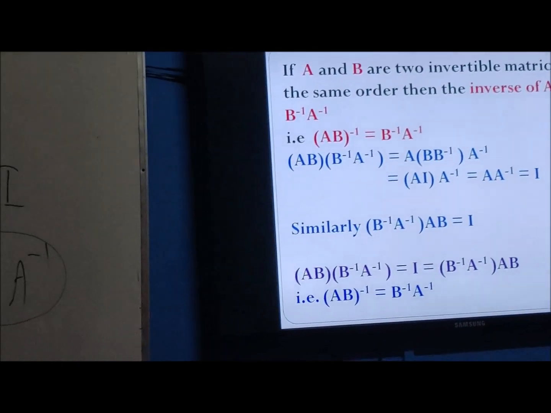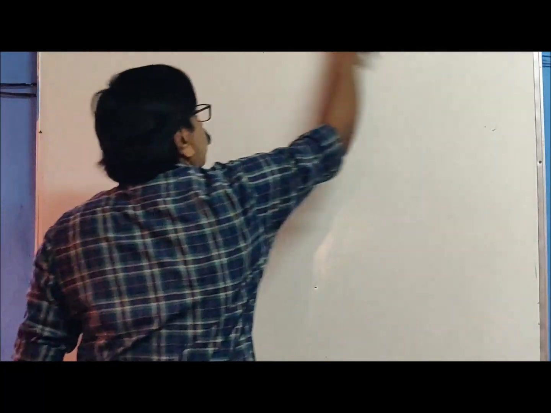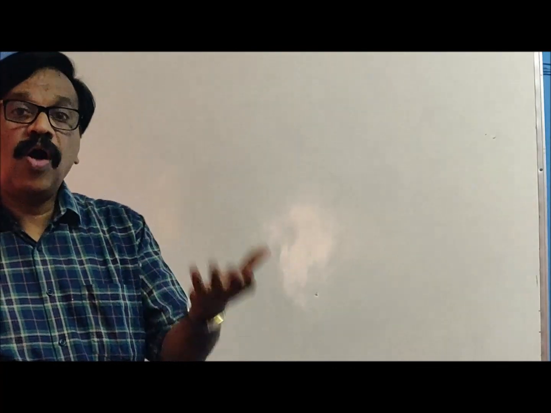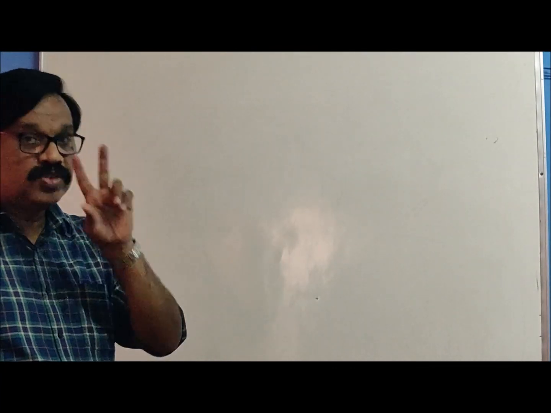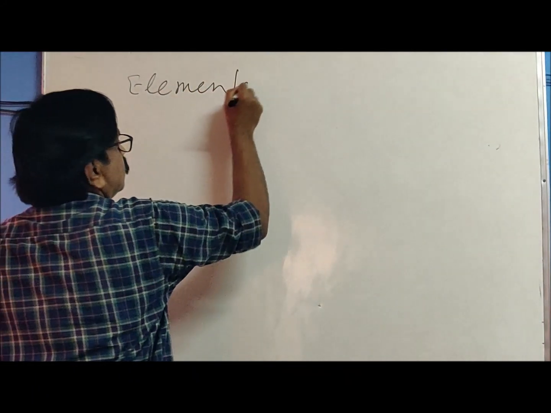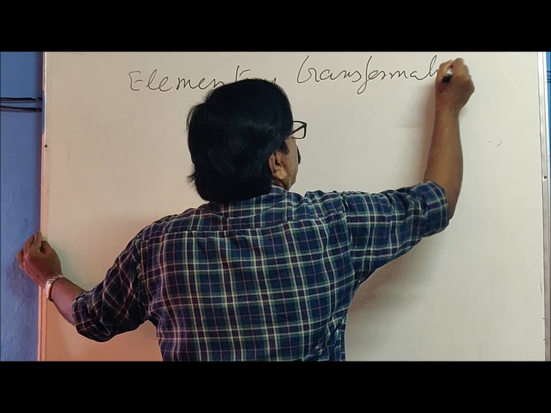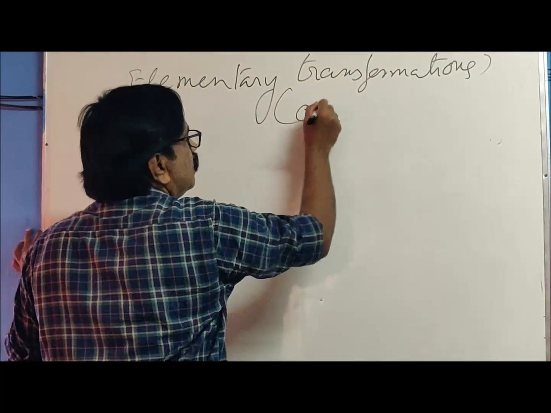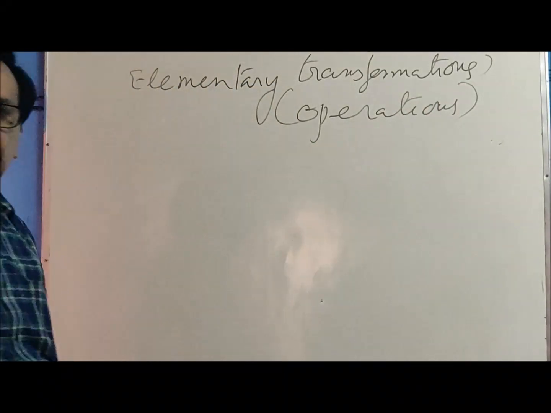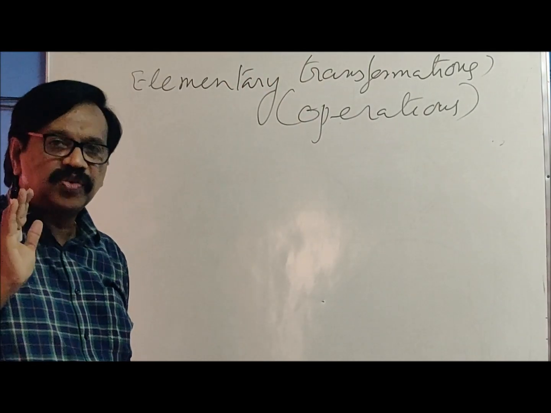Now the next step is how we can find the inverse of a matrix. We understood what the inverse is. There are two methods. One method is the method of elementary transformations, or we can say elementary operations. By the method of elementary transformations, we can find the inverse of a matrix.